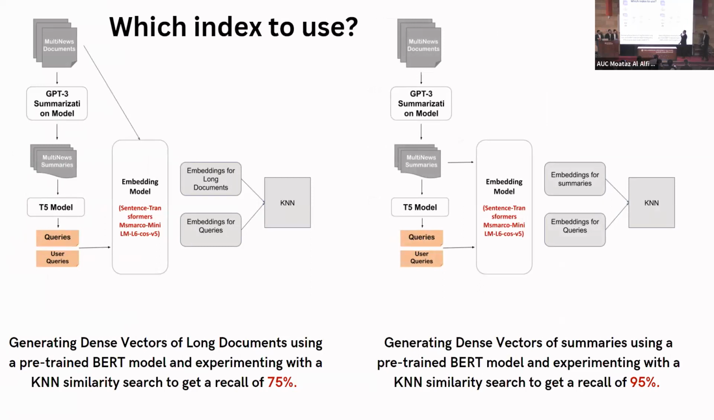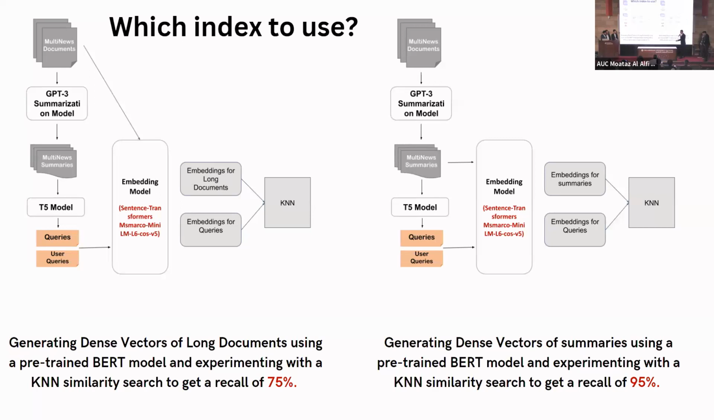For the first question, we need to take into account which index to use. In other words, as Fawzi highlighted, we used the Multi-News documents and we have the queries from the T5 model, and then we need to evaluate over the KNN. We tried two different ways. In the first system design, we take the long documents of Multi-News, which comprise more than 3,000 words, and we have the queries, and then we evaluate over the KNN. We achieved nearly 75% in terms of recall.